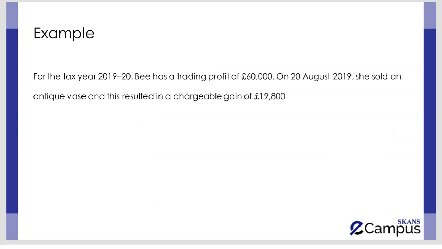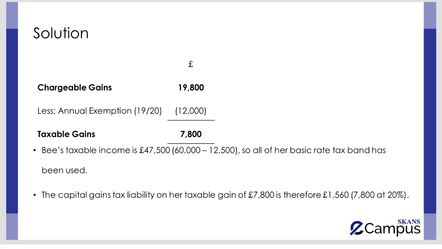Here comes another example. For the tax year 2019-20, B has got a trading profit of £60,000, and on 20th August 2019, she sold an antique vase, and this resulted in a chargeable gain of £19,800. So once again, as the chargeable gain for B for the tax year 2019-20 is £19,800, against which we need to deduct an annual exemption figure of £12,000, we come to know that the taxable gain figure is £7,800.